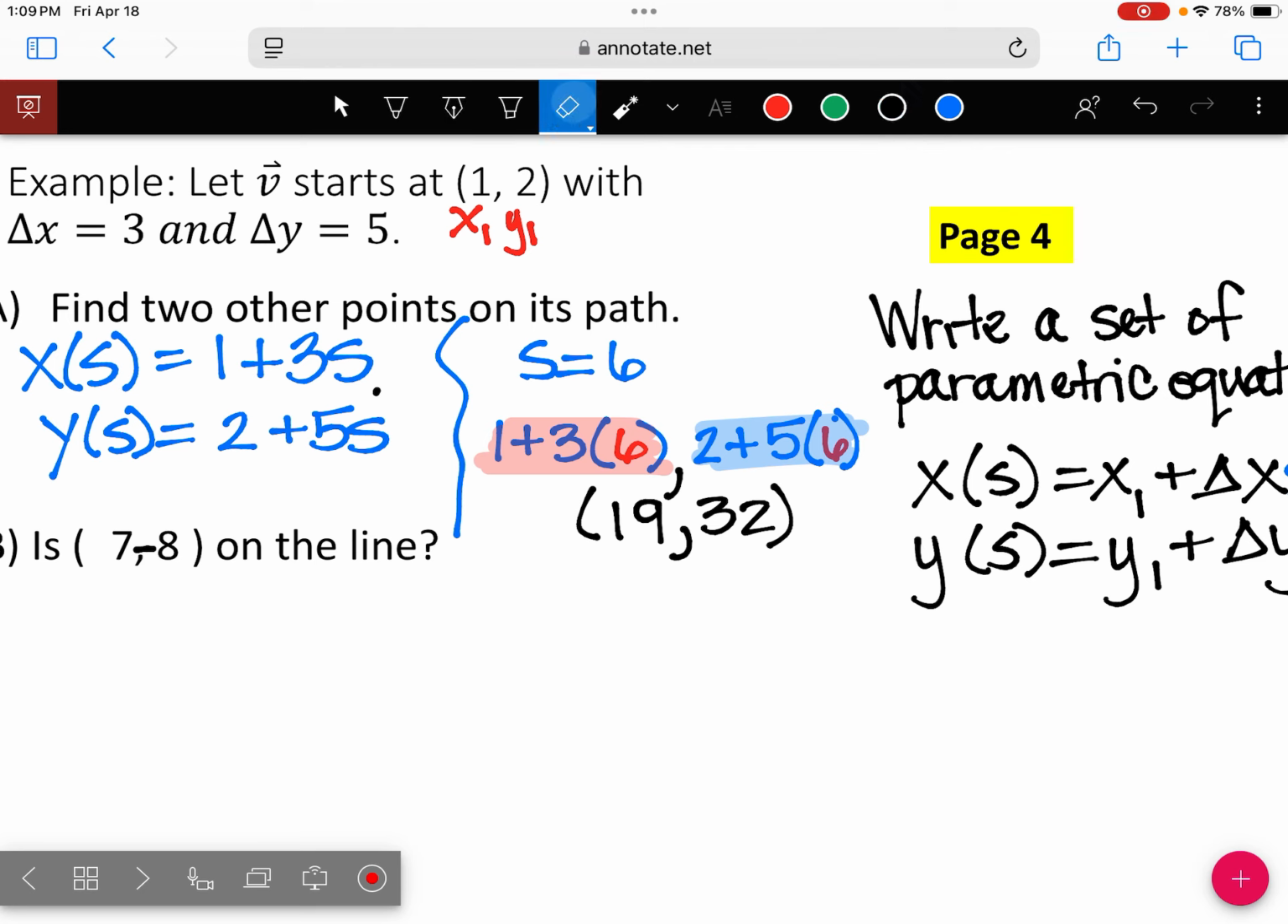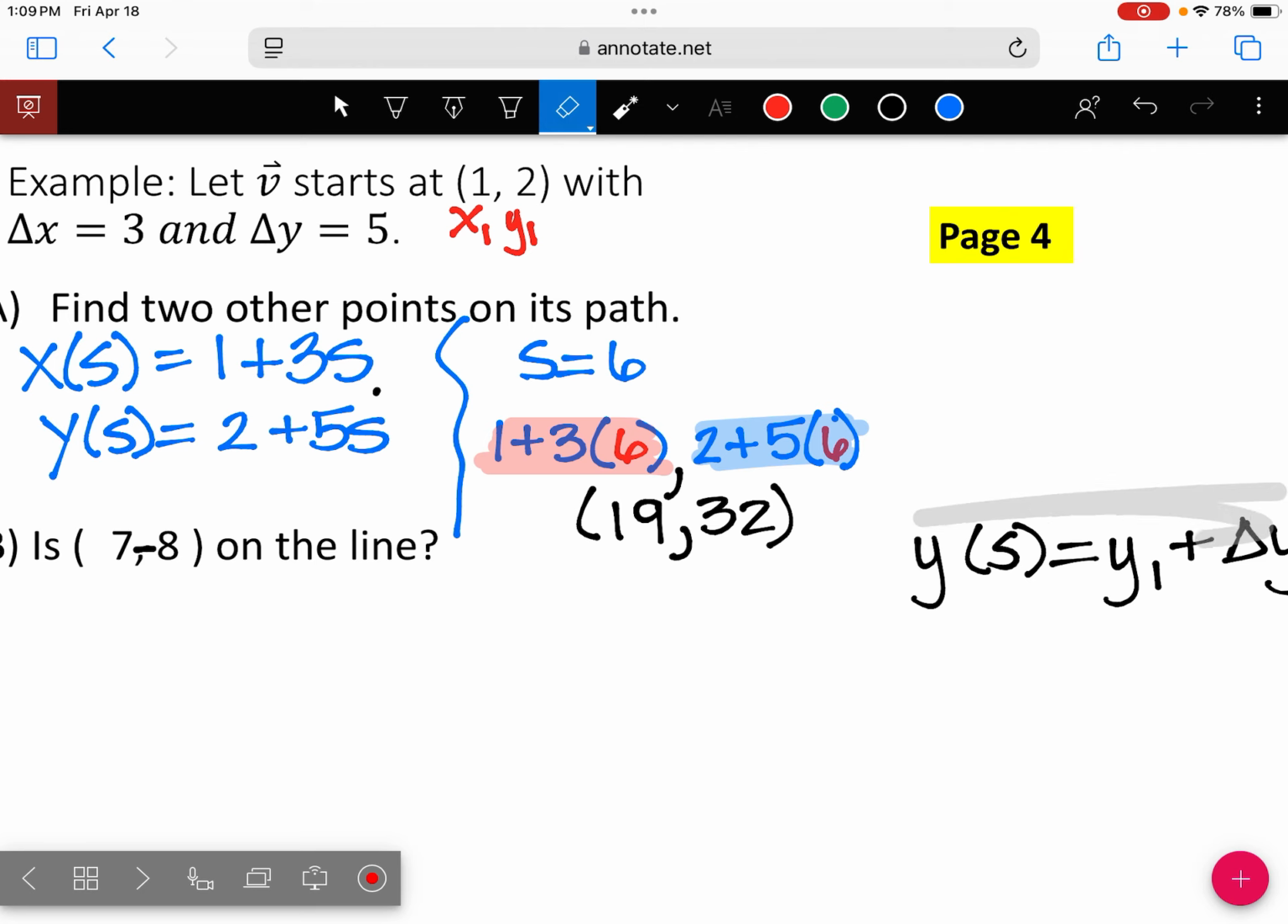All right, I got to erase some stuff because my pen writes kind of big.